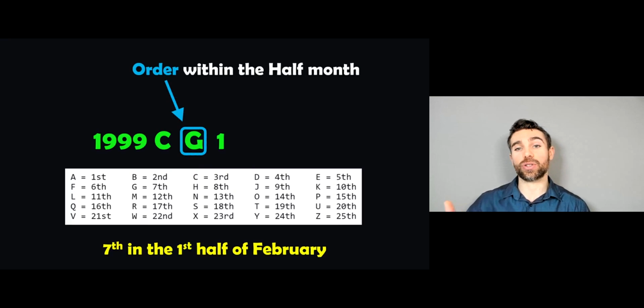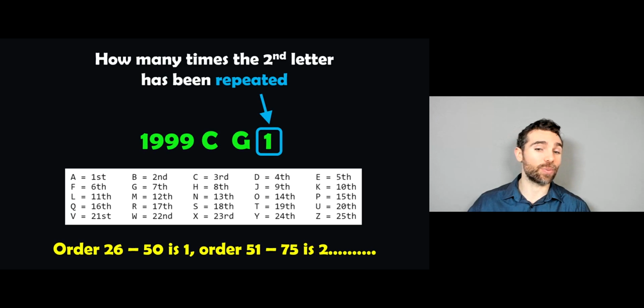Now if we go along to the second letter, this actually tells us the order in that half month that it was discovered. So we have a G here. So this example means that it is the 7th in the first half of February. So as you can see from the grid, it gives you an idea of the order that they actually come in.